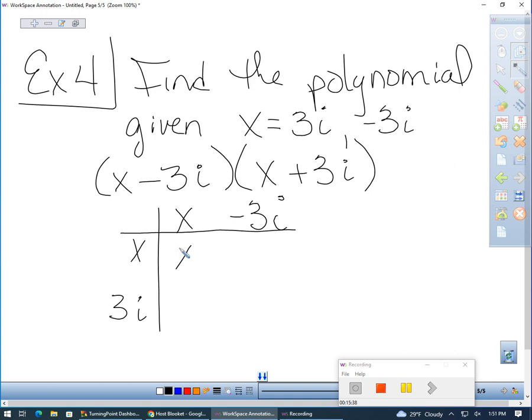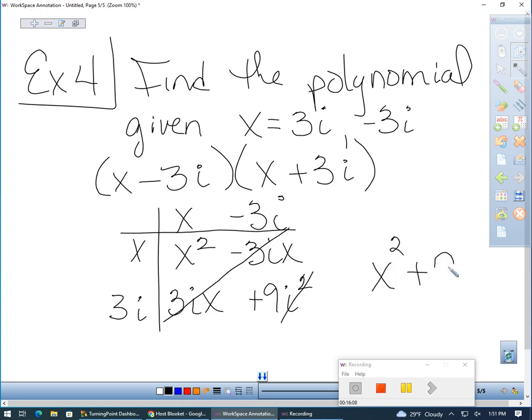X times x is x squared. X times negative 3i is negative 3ix. X times 3i is positive 3ix. Negative 3i times positive 3i is negative 9i squared. First thing, what do I do with this i squared? We're going to cancel that, make that 9 positive. You'll notice my diagonal here, they cancel. So we get x squared plus 9.